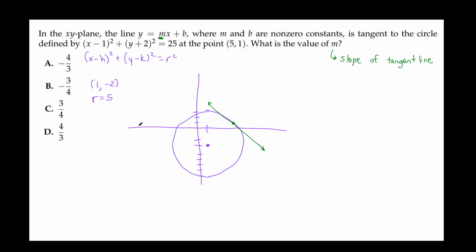Now, the fact that this line seems to be going down tells me that it should not be choices C or D. It needs to be one of those negative answers. But how can I get a better idea of which negative slope it's going to be?